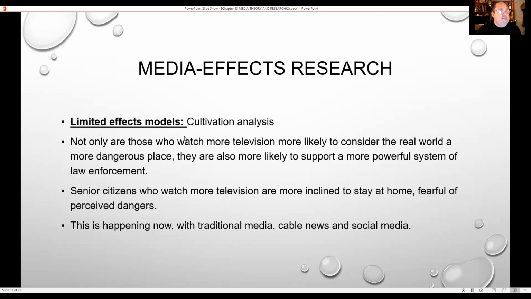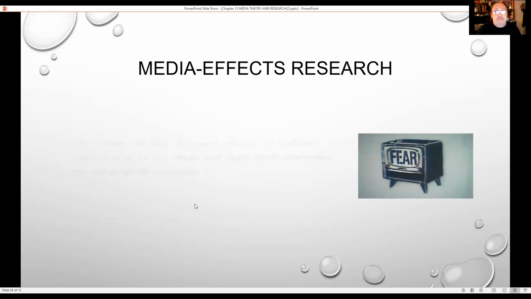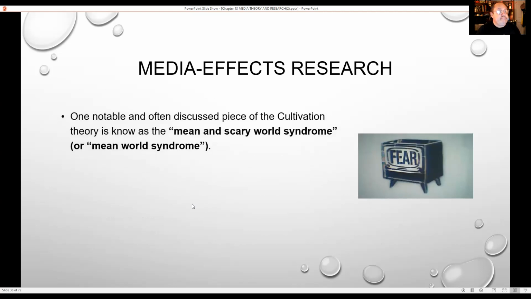And there were some senior citizens. This is, I think, very true. Senior citizens who watch more television are more inclined to stay at home, fearful of perceived dangers. And that's true. And I see that with relatives of mine. They hear about all this stuff on the news, actual news stories, and they become more afraid.